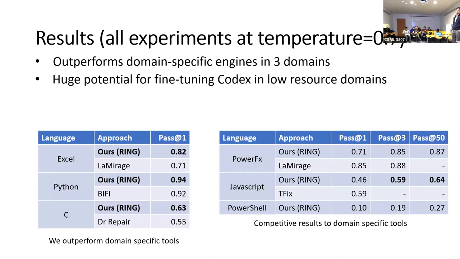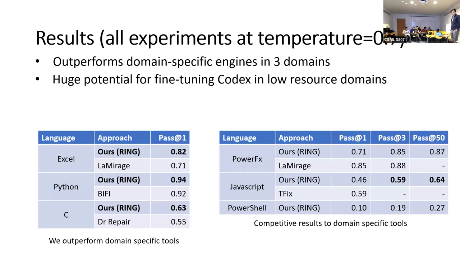So I think the main point is, especially for people who are building their own languages and who want to have repair functionality for these types of mistakes, there's a big opportunity to use larger language models.